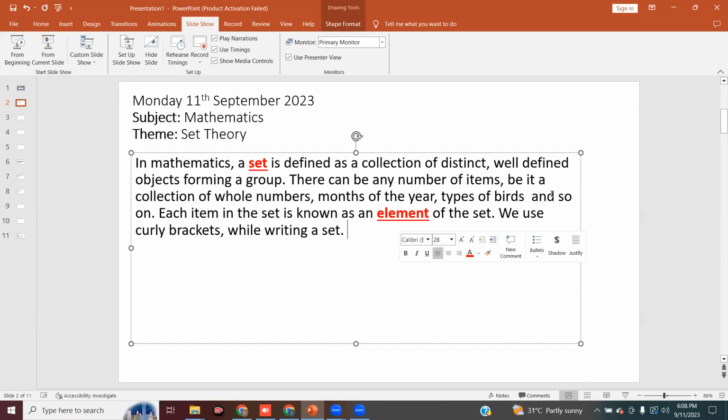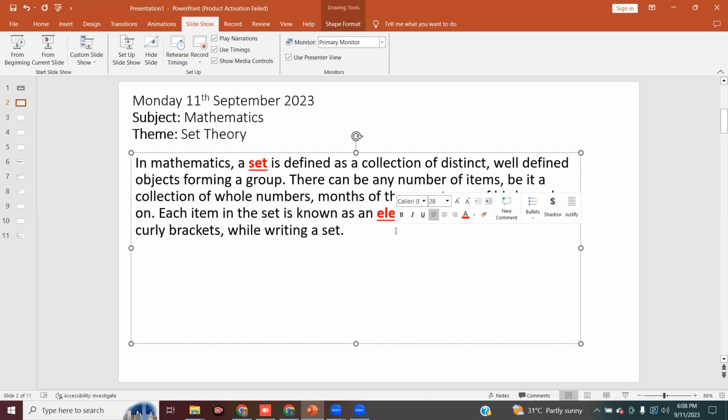And a set doesn't only have to be a small set. It could be a very long set. It could be an infinite set. It could be a finite set, whatever. But each member of a set, we call the element of the set.